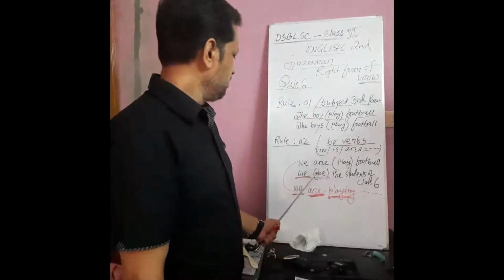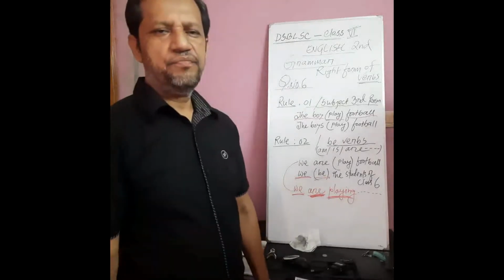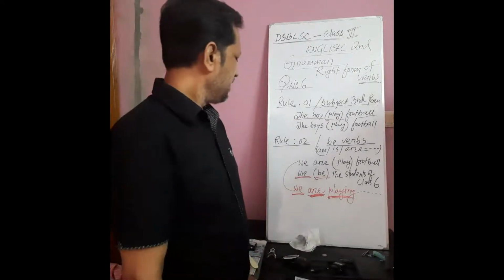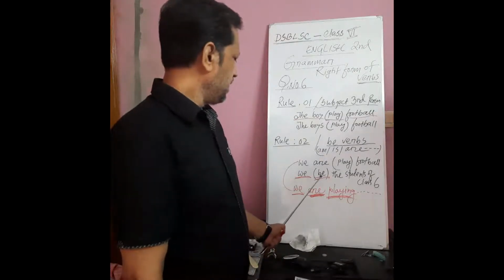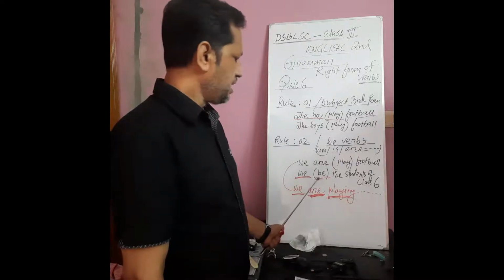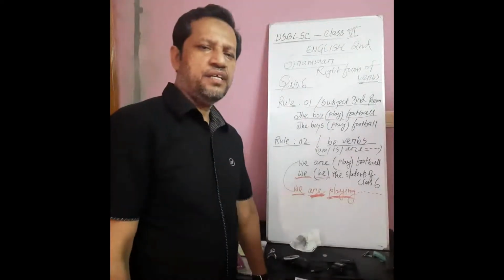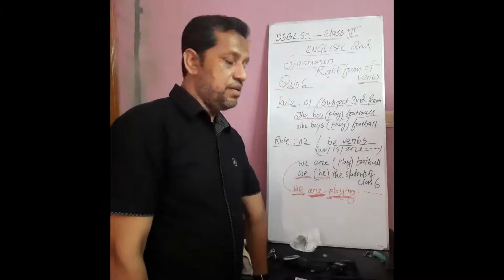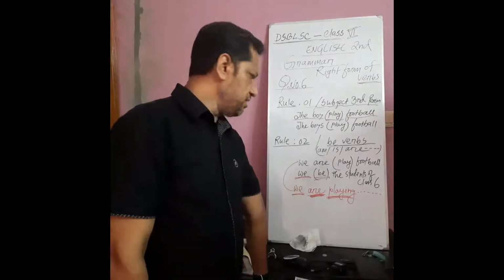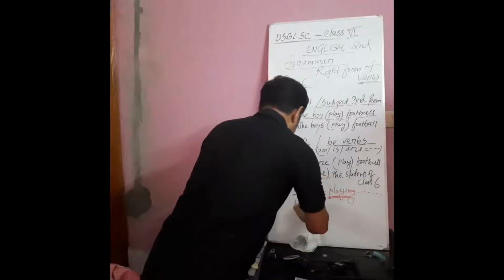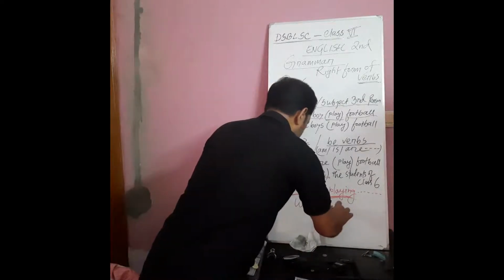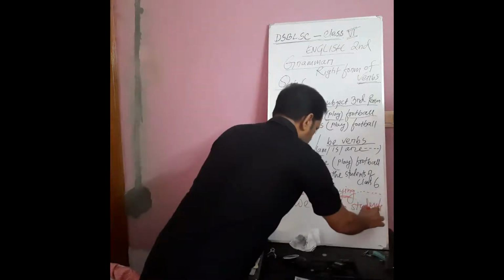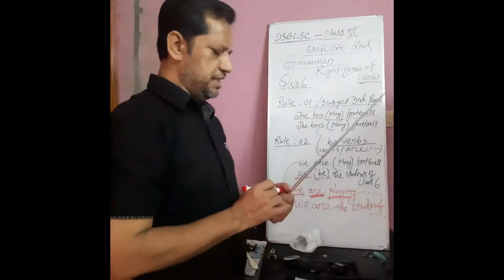We, the subject, be in the bracket, the students of class 6. Here the subject is we and be. Here be is to be used as a main verb. That's why we have to write: we are the students. We are the students of class 6.